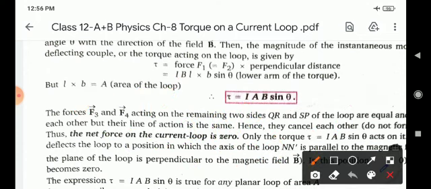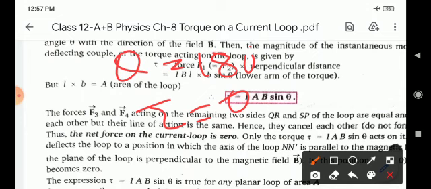Children, second, if theta is equal to 0, that is, the magnetic line is parallel to the force, then torque equal to 0. If children, if theta equal to 180, then torque is also 0, right? Similarly, again and again we find out the value of torque.